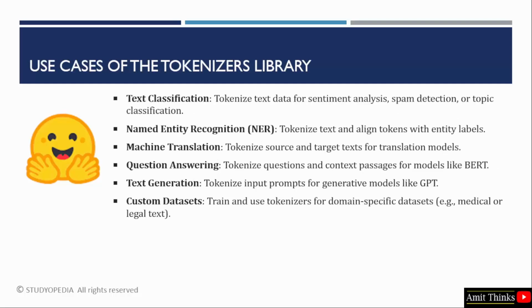Now let us see the use cases. Easily tokenize the textual data for classifying text, like for spam detection in emails. With that, you can also analyze the spam. Easily perform sentiment analysis. Align the tokens with entity labels. It is also used for machine translation. Some of its other use cases include text generation and even question answering. With that, train and use tokenizers for domain specific datasets.